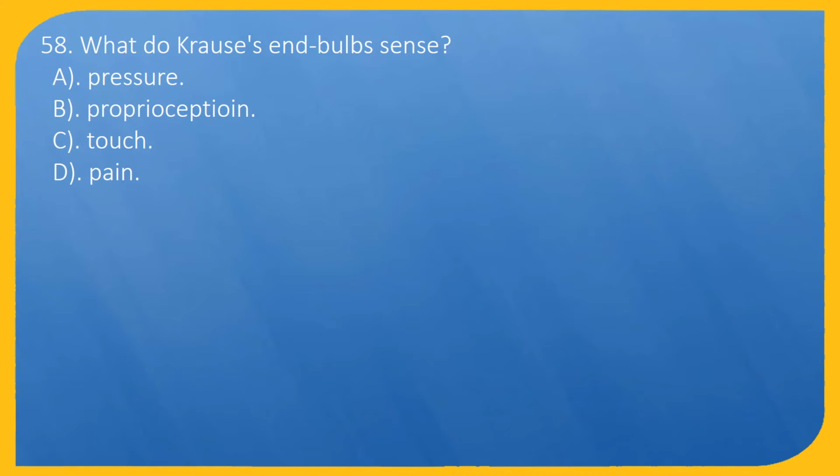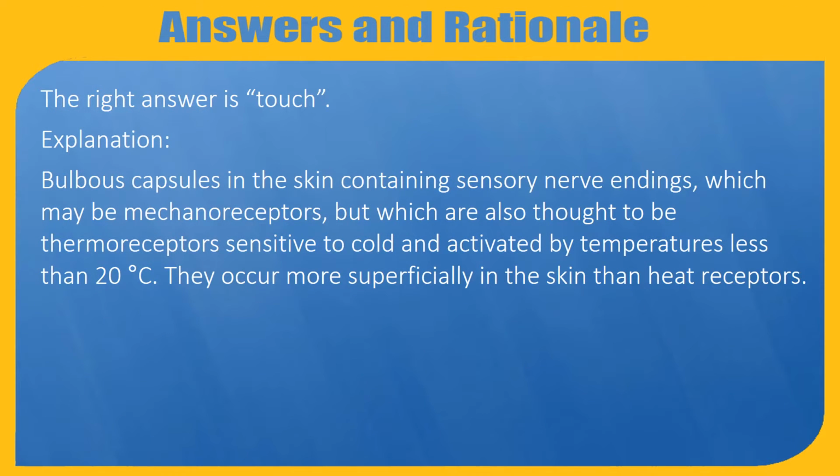Question 58. What do Krause's end bulbs sense? A. Pressure. B. Proprioception. C. Touch. D. Pain. The right answer is touch. Explanation: bulbous capsules in the skin containing sensory nerve endings, which may be mechanoreceptors, but which are also thought to be thermoreceptors sensitive to cold and activated by temperatures less than 20 degrees Celsius. They occur more superficially in the skin than heat receptors.